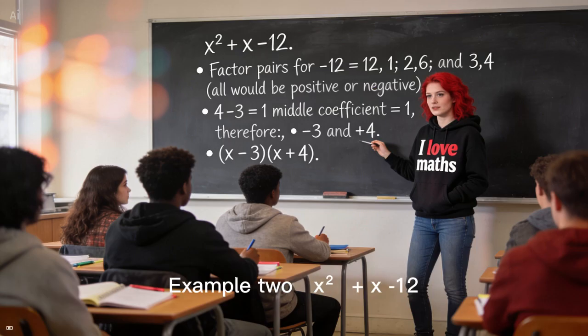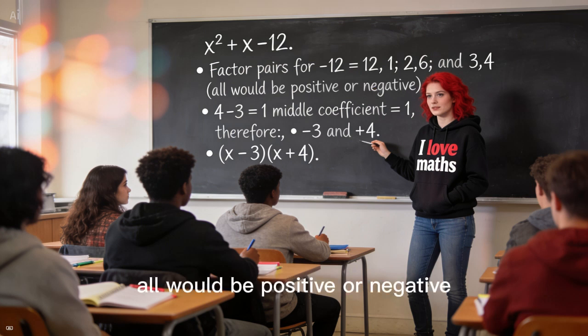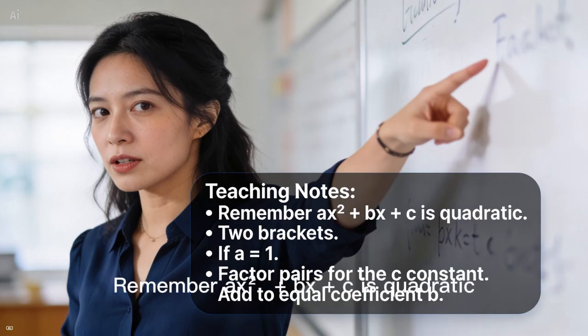Example 2: x squared plus x minus 12. Factor pairs for minus 12: 12 and 1, 2 and 6, and 3 and 4, where one would be positive and one negative. 4 minus 3 equals 1, middle coefficient equals 1. Therefore, minus 3 and plus 4: x minus 3, x plus 4. Notes. Remember, x squared plus bx plus c is quadratic, 2 brackets. If a equals 1, find factor pairs for the constant c that add to equal coefficient b.